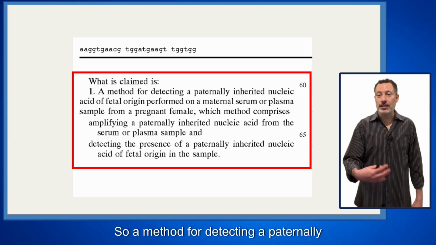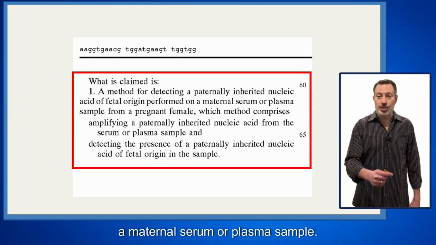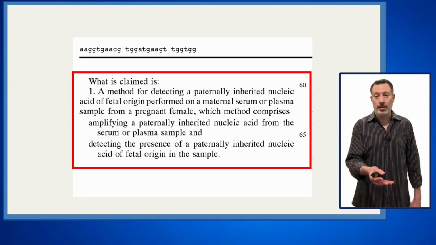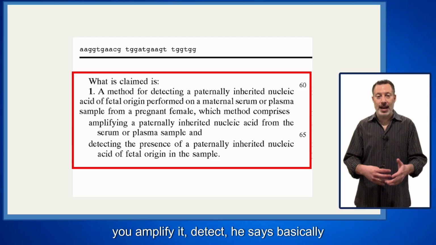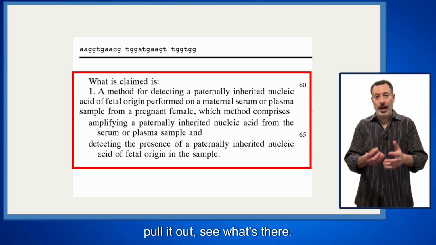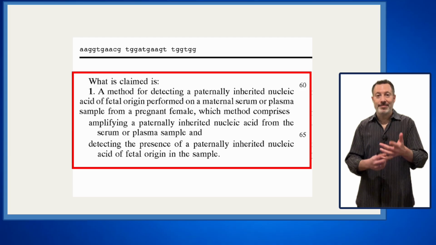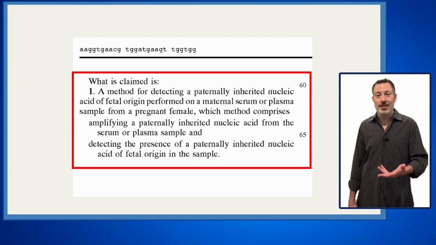So a method for detecting a paternally inherited nucleic acid of fetal origin performed on a maternal serum or plasma sample. So I took blood from mom, from a pregnant female, which method comprises, and then he says you amplify it, detect. He just says basically do the stuff we do for genetic material to pull it out, see what's there. Anyone figure out what was the Markman fight in this case?